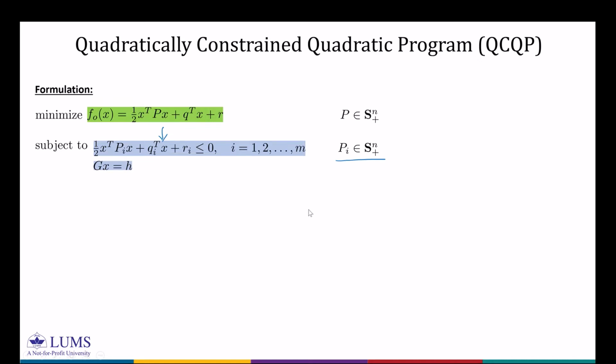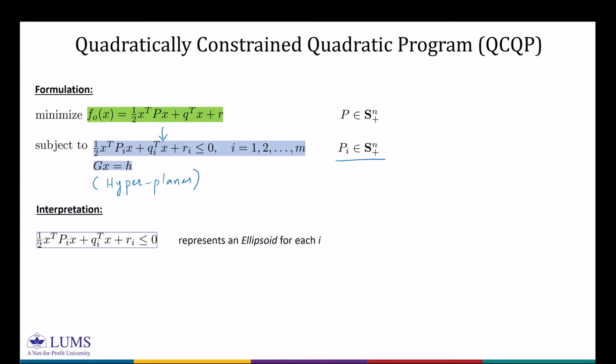What is the interpretation of QCQP? So we are minimizing a convex quadratic function over a feasible set. And that feasible set is defined by inequality constraint functions and equality constraint functions. If we look at the equality constraint functions, we have affine equality constraints, and these constraints represent hyperplanes. And each inequality constraint function, for each i, represents an ellipsoid. So we can say the feasible set is an intersection of m ellipsoids and hyperplanes. So in QCQP, we minimize a convex quadratic function over a feasible set that is an intersection of ellipsoids and hyperplanes.